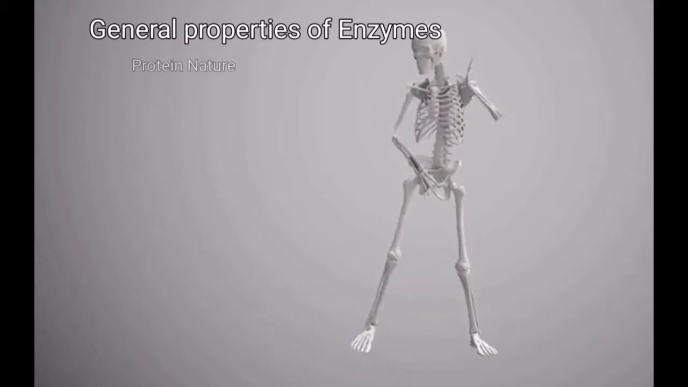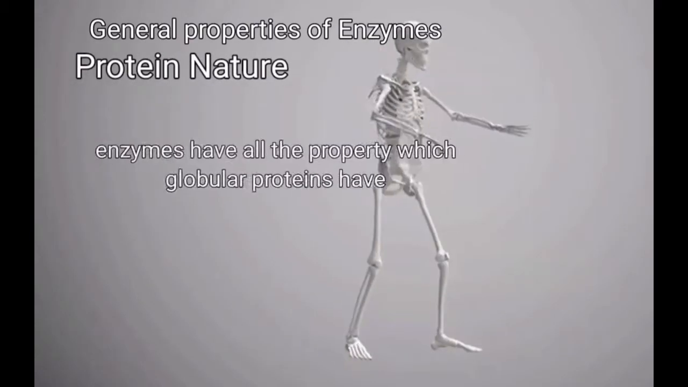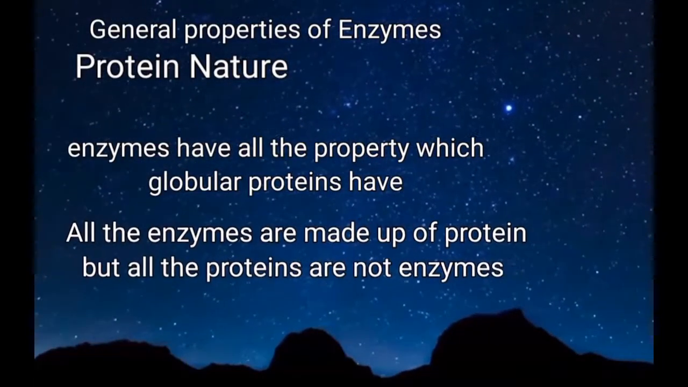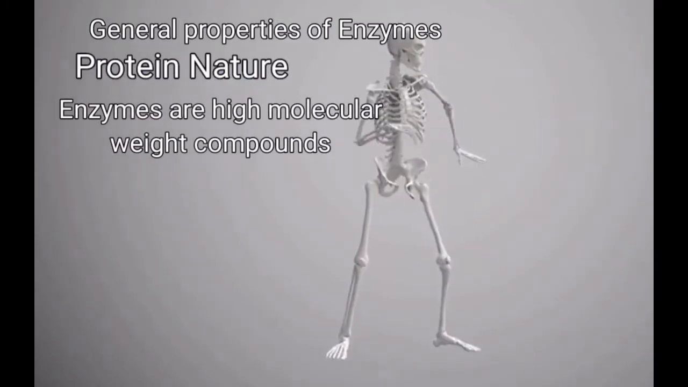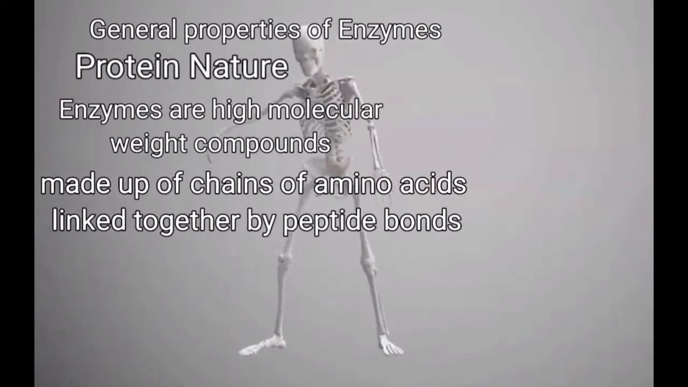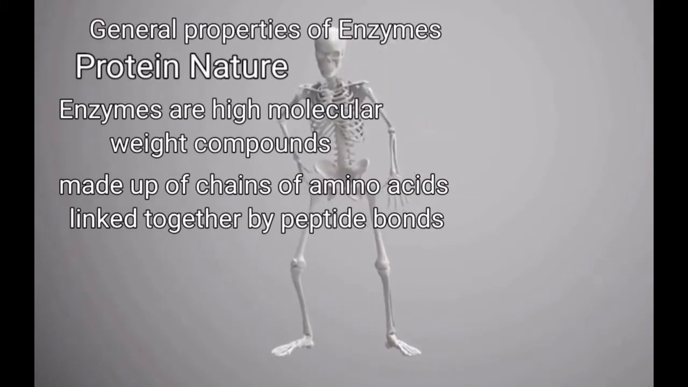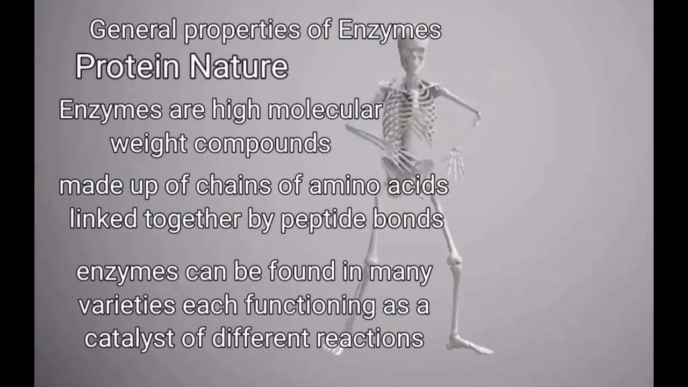And the third property of enzymes is protein nature. The enzymes have all the properties which globular proteins have. All the enzymes are made up of protein, but not all proteins are enzymes. The enzymes are high molecular weight compounds made up of chains of amino acids linked together by peptide bonds. And enzymes can be found in many varieties, each functioning as a catalyst for different reactions.